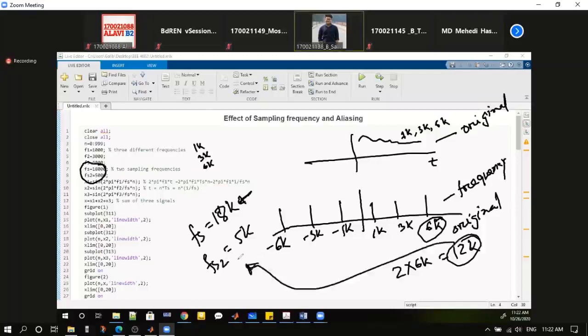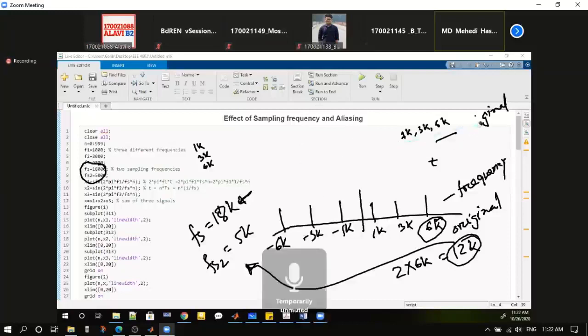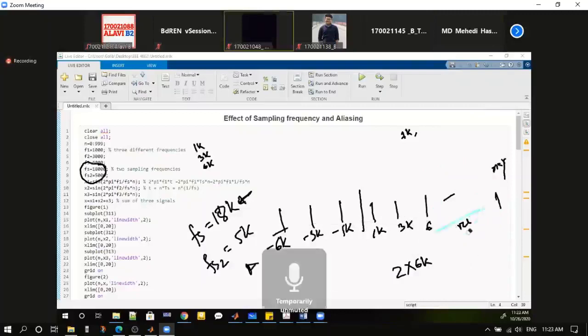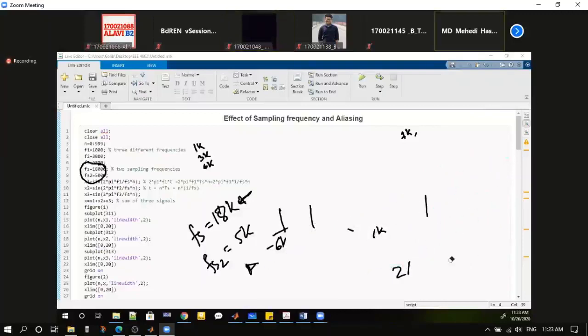Okay, now I want to move to the canvas because this is not the canvas. So let me erase up to this point. I believe all of you understand these things, it's already been covered in your class. Is there any question? No, sir. So you understand the original signal and the frequency domain of the original signal.